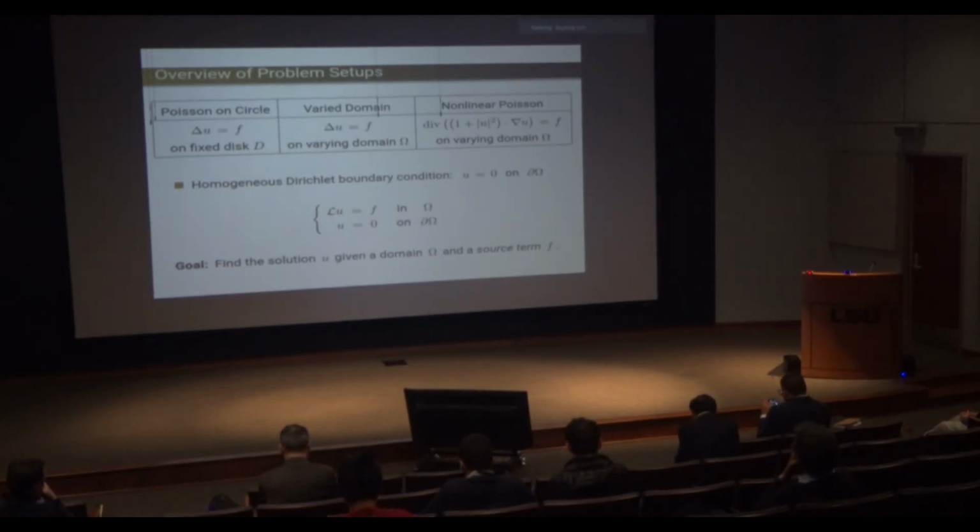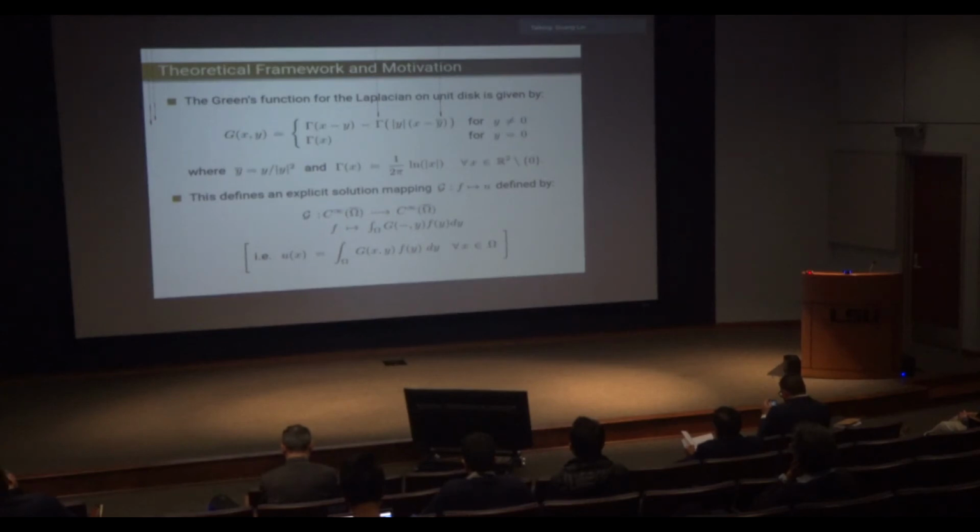Different from the finite element setting, where we have to discretize the problem, generate the mesh, and then apply a numerical solver to solve this problem, in the deep learning setting we just need an image-to-image mapping. Basically, given an image of F, I can provide an image of U directly. So that's the difference.